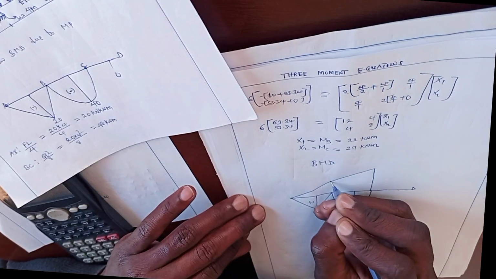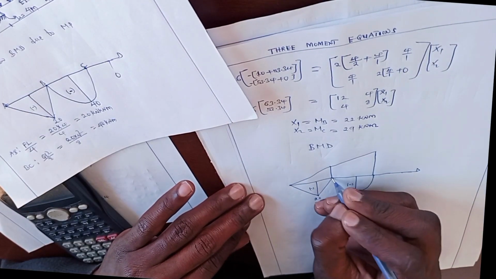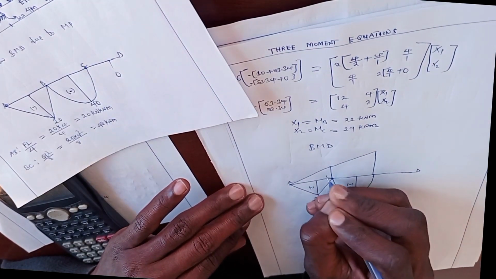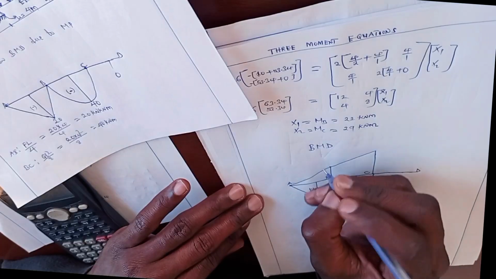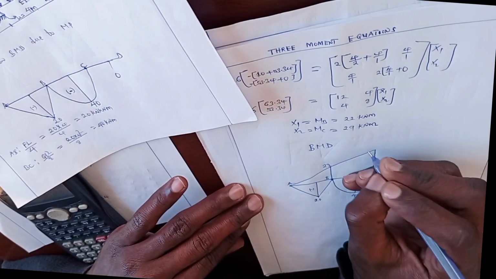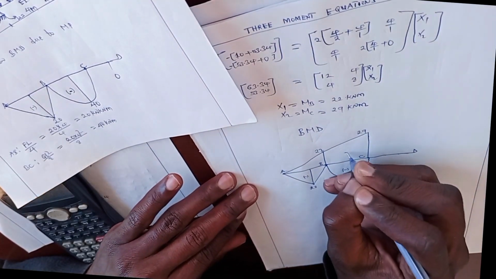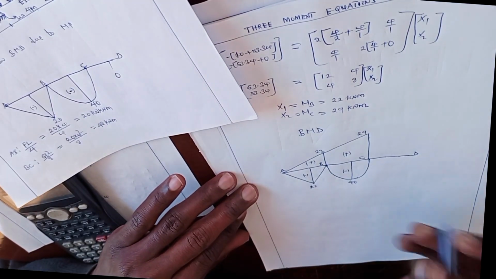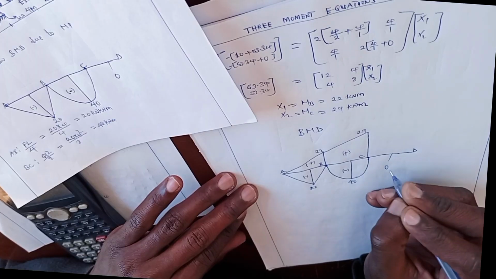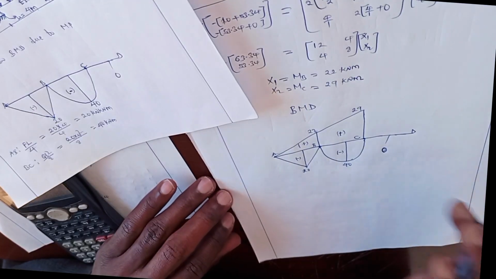Here, bending moment diagram for point B. So this is point A, B, C. Here, moment at B is 22. Moment at C is 29. This is final bending moment diagram. This is positive, positive. This is final bending moment diagram. Here, this is zero moment. Zero bending moment, zero moment.